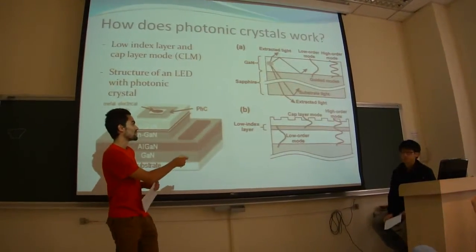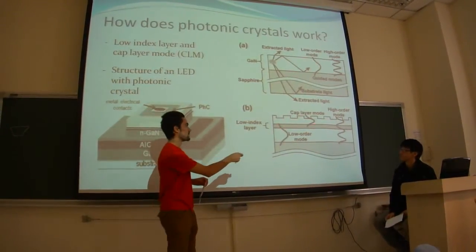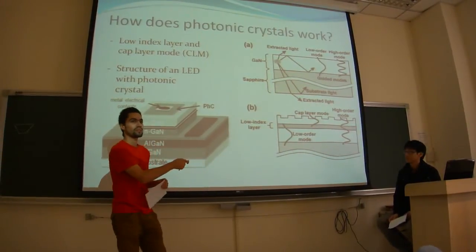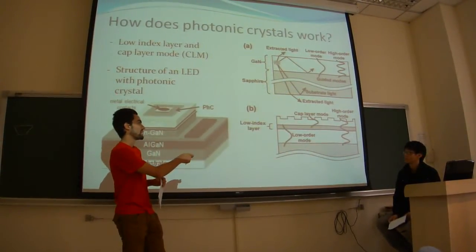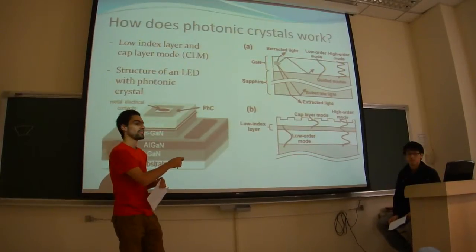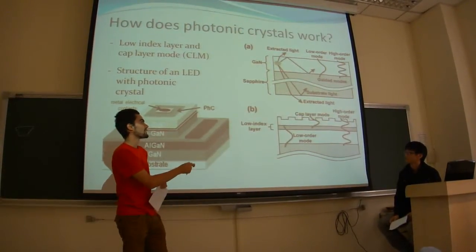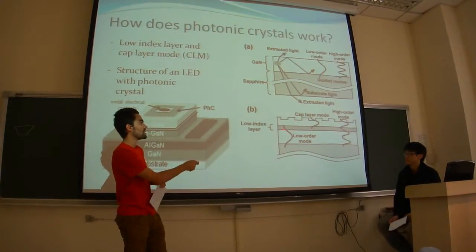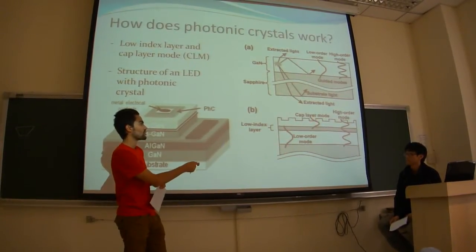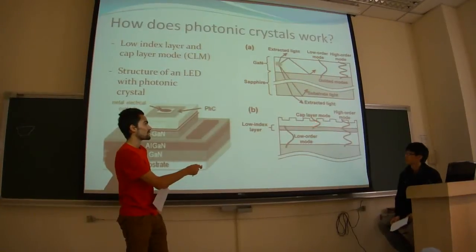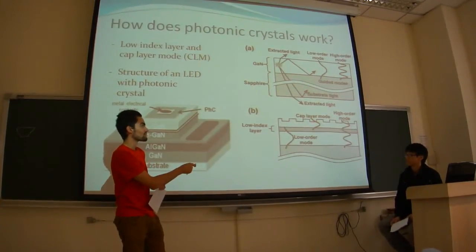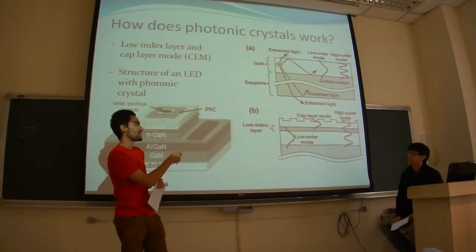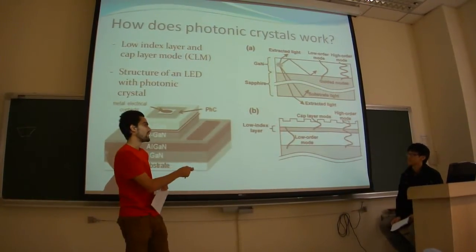So what they do is put an extra layer here in the middle. This layer doesn't have much effect on the electrical properties, only on the optical properties. It has a lower refractive index. So the light that usually would be in the low order mode like this is now split into two lower modes like this, and this one is much closer to the photonic crystal, interacts with the photonic crystal, and manages to go out of the LED.